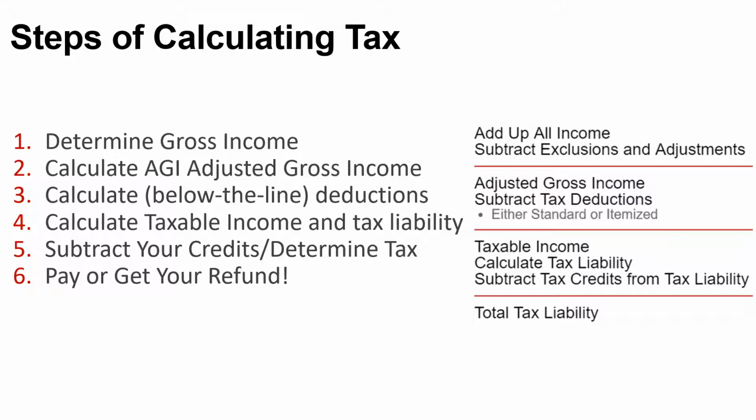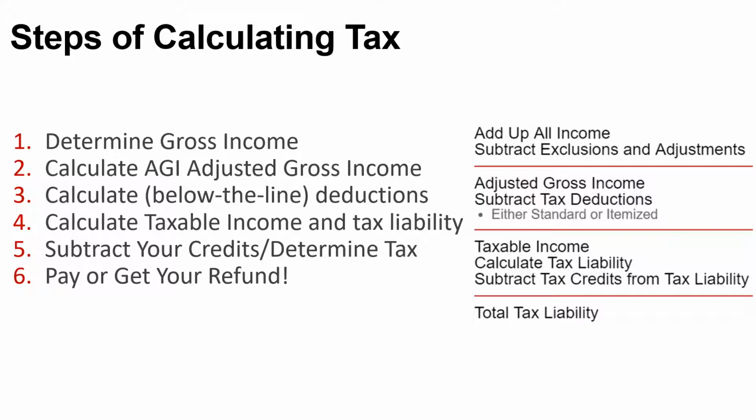Step 3. Calculate the below-the-line deductions. Here, you can choose either to deduct a standard deduction or an itemized deduction. You cannot deduct both of them, so choose the larger of them to deduct. Be aware that both the standard deduction and the itemized deductions are below-the-line deductions. Do not confuse below-the-line deductions with adjustments, which are known as above-the-line deductions.